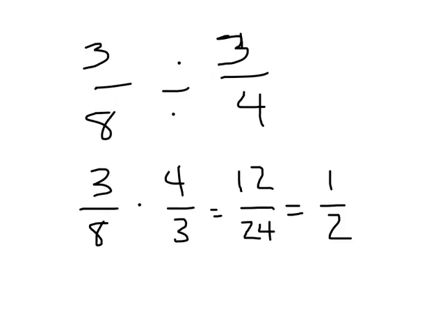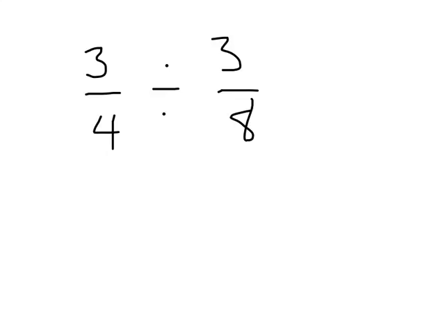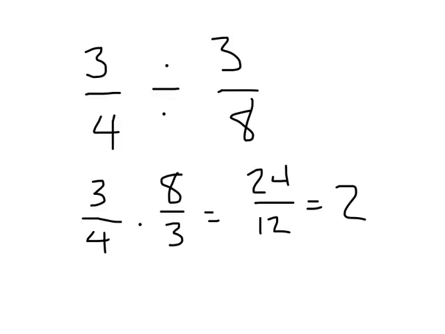The correct answer is 1/2. 3/8 divided by 3/4 is the same as 3/8 times 4/3. That would give you 12/24. If I divide both by 12, the answer is 1/2. Now let's try another. What's 3/4 divided by 3/8? Here the answer is 2. I would do 3/4 times 8/3, or 24/12. That would give me 2.